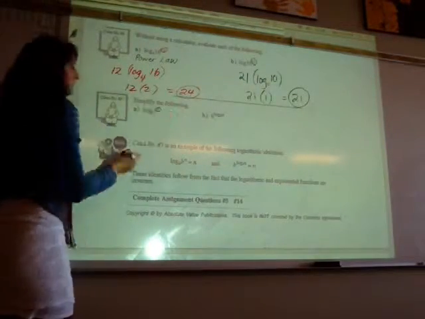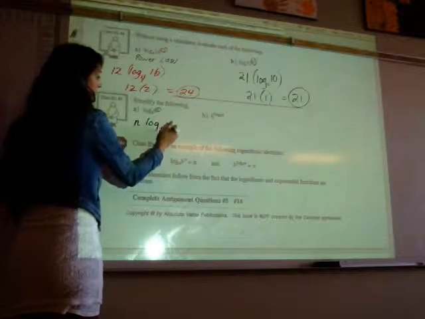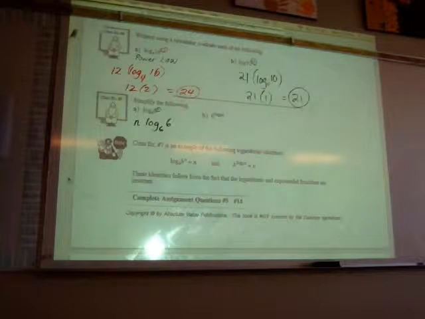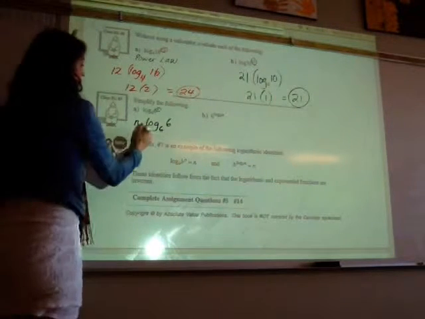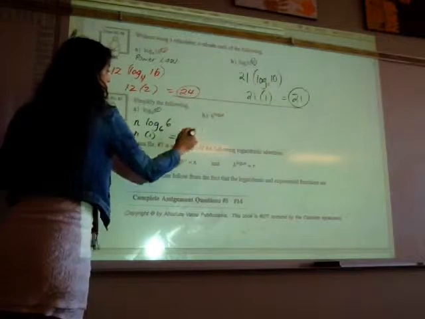Okay, what can I do with that exponent n? Move it out front. And then I get log base 6 of 6, which is just 1. So n times 1 equals n.